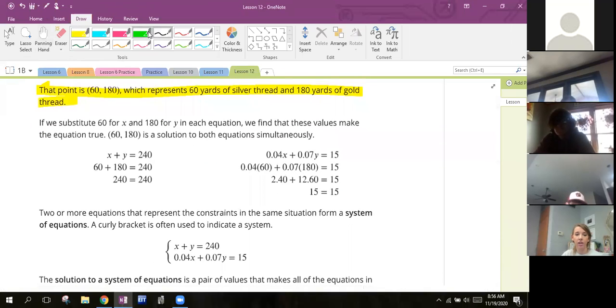It says right here, there's always a way you can check it because sometimes as we move forward, you're going to see that graphs aren't always the most reliable. Desmos is always going to be reliable because it's computer calculated. But if we were drawing on a graph ourselves, sometimes we can't see those exact values. So if you ever wanted to check your work, you can substitute 60 for X and 180 for Y in each equation. And we find that these values make the equation true. There's our original equation. We're substituting in 60 and 180. It makes it true. Our second one, we substitute 60 and 180, and it makes it true.